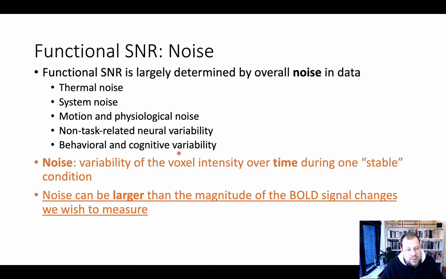So all of this comprises noise, and that's basically the variability of the voxel intensity over time during one stable condition. And this does bad things to the data, as I'll show you in a minute, especially because the noise can be larger than the magnitude of the BOLD signal changes that we're interested in. And this obviously then is detrimental for trying to detect anything in our data.